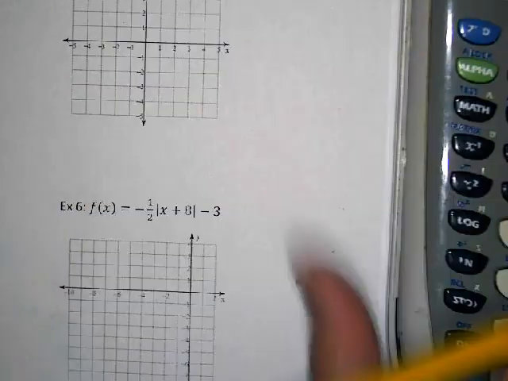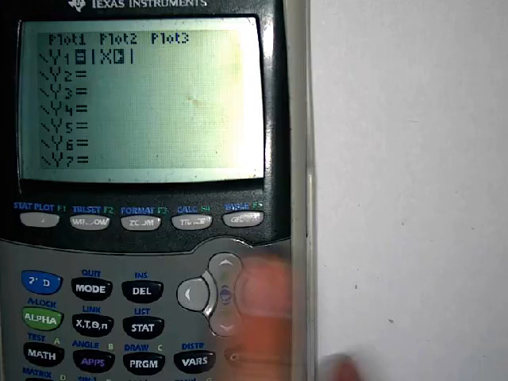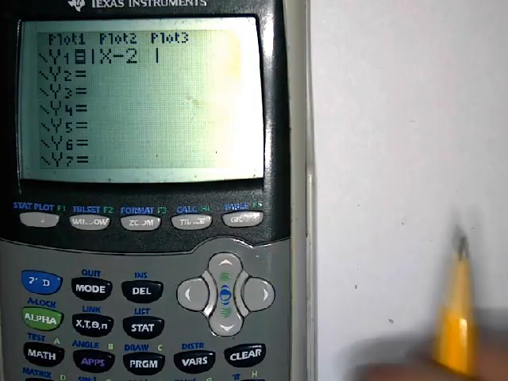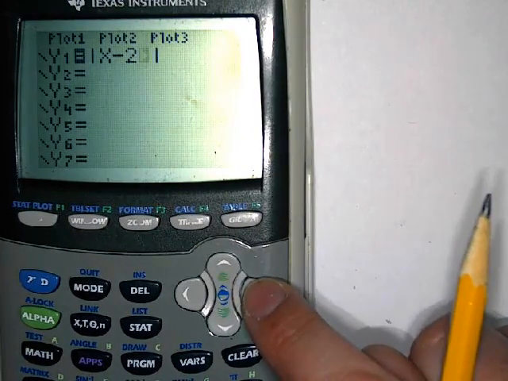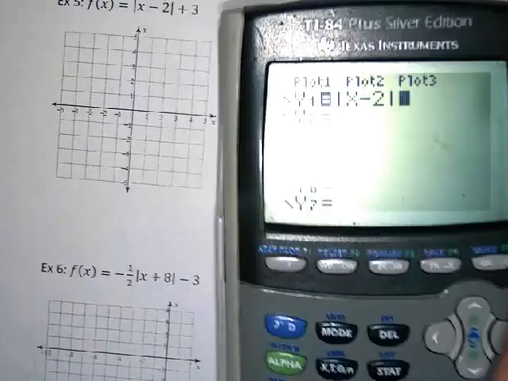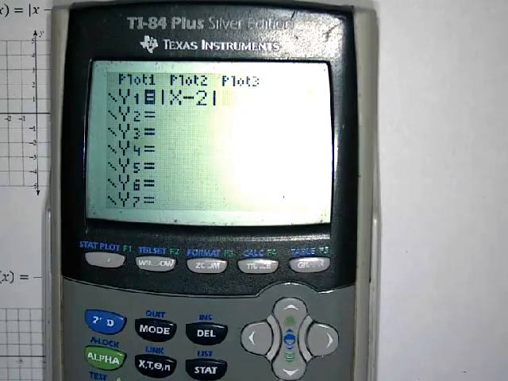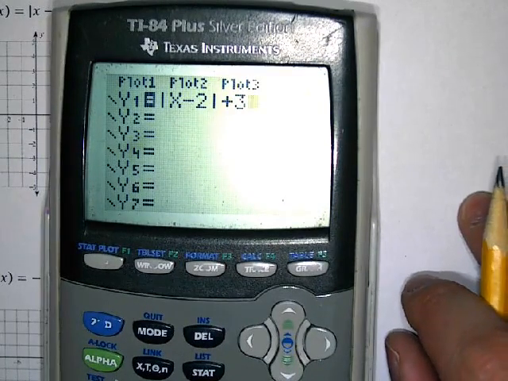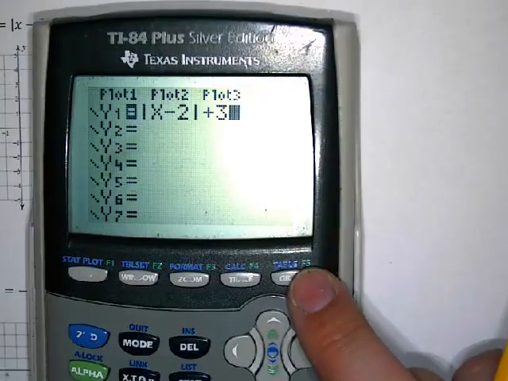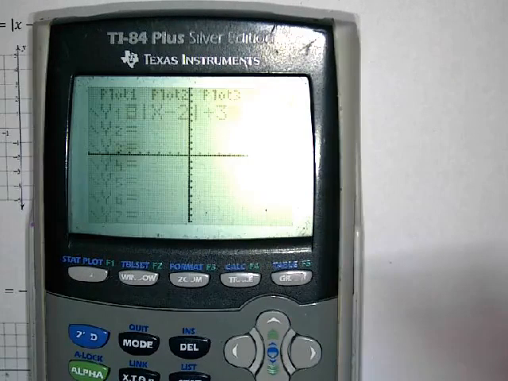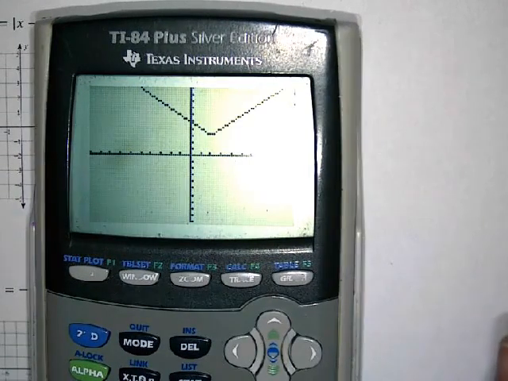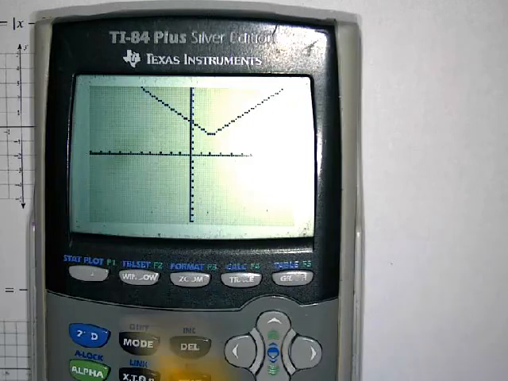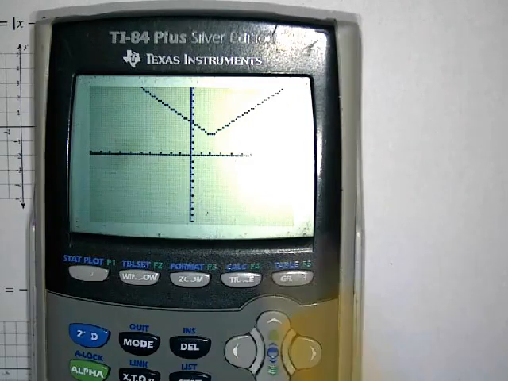Okay, so I'm going to use the minus button. I'm going to use the one off to the side, x minus 2, and then I'm going to hit the right arrow to get past that, and then I got plus 3. We all got it? Yes? We're good? Okay, and then we're going to hit the graph button so we can see what it looks like.